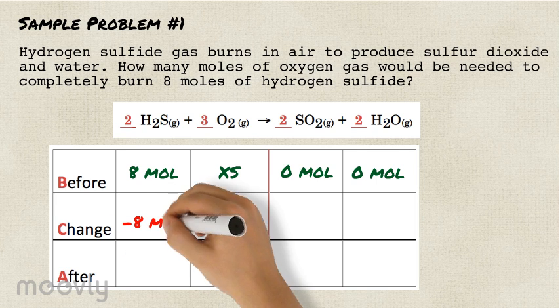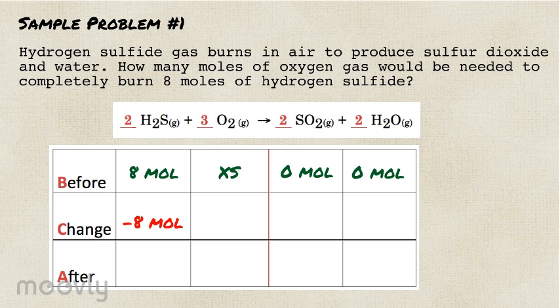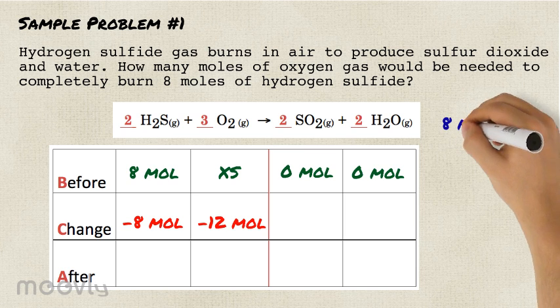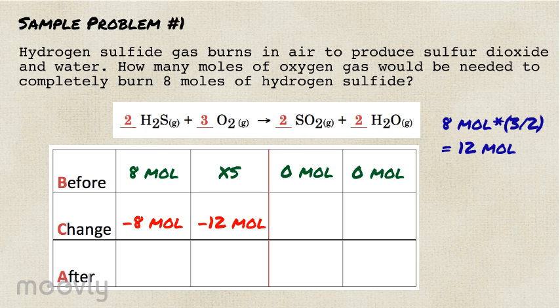Since 8 moles of hydrogen sulfide are used up, we will consume 12 moles of oxygen gas. We'll get this number, 12, from multiplying 8 moles by our mole ratio, or the proportion, which is 3 to 2. Finally, we will use the mole ratios between the reactant that is completely used up and each product to determine how many moles of each product is formed.